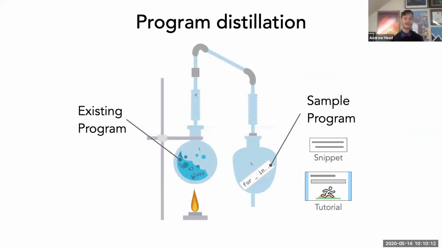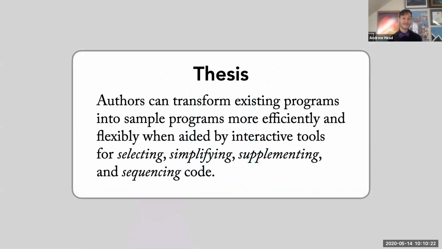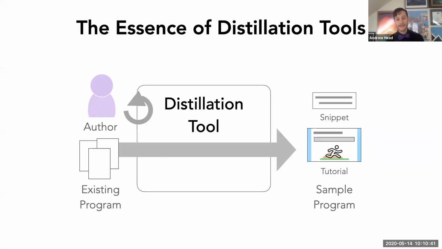This dissertation is about something called program distillation, which is about helping authors turn their existing programs into sample programs with tool assistance. So this brings me to the thesis of the work, which is that authors can transform existing programs into sample programs more efficiently and flexibly when they're aided by interactive tools that help them select, simplify, supplement, and sequence code. And all of the work that I've been doing across this dissertation has been in order to support 3 implicit claims to this thesis.